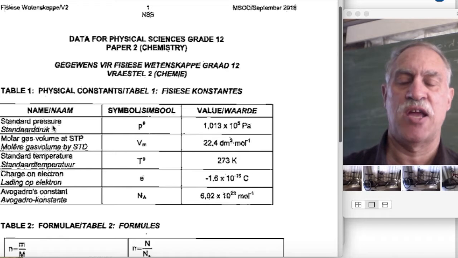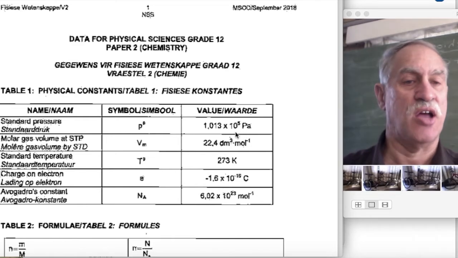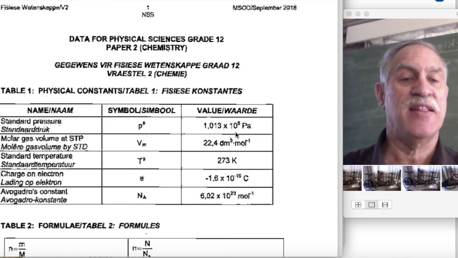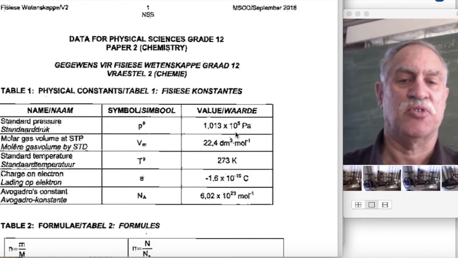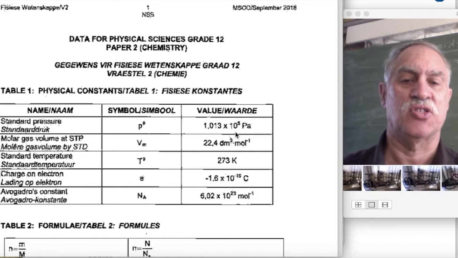So it's got standard pressure, and it gives it there as 1,013 times 10 to the 5 pascals, otherwise known as 101 kilopascals. And that is atmospheric pressure. That's how heavy the atmosphere presses down on you if you're at sea level. Pascal being a measure of pressure.